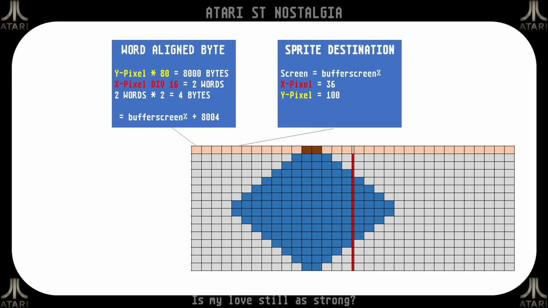And for the Y coordinate, this is really easy because I just multiply it by 80. So 100 times 80 is 8,000 bytes. So that's really because each line is 80 bytes in monochrome. So that's pretty easy. For the X pixel, I need a byte address, but it has to be an even address, which means I have to divide it by 16, ignore the decimals, and then multiply it by 2 again. So it's like the X pixel, in this case 36 div 16. So I'm using the integer division, which means 2 words, and 2 words times 2 is 4 bytes. So in this case, the address will be the buffer screen, if I'm writing to a buffer screen, or in my code it will be the logical screen address, plus 8000 plus 4.